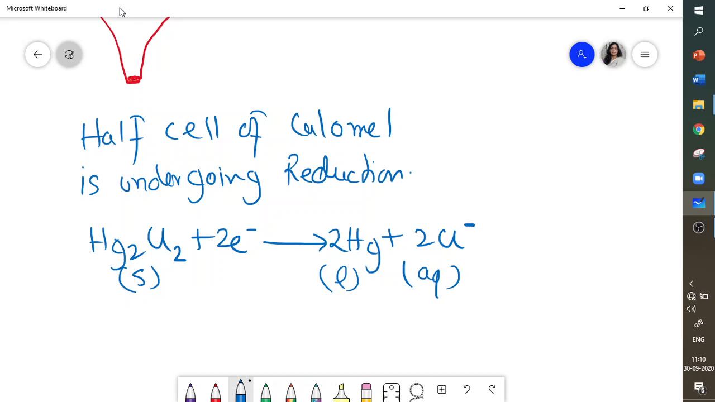Now what we have to do is find the E naught of this reaction. For this reaction we have to find the E naught half cell.